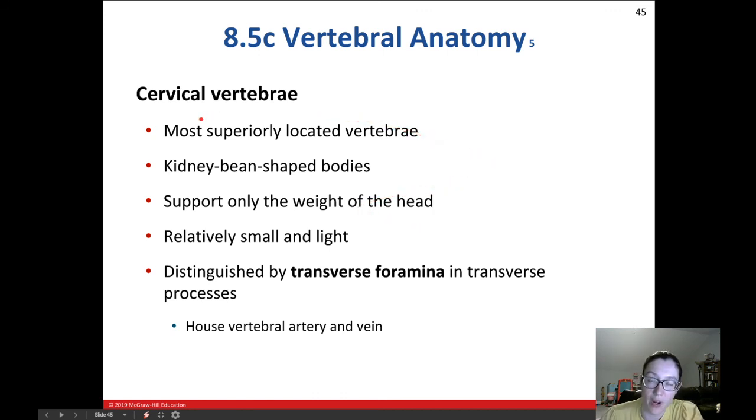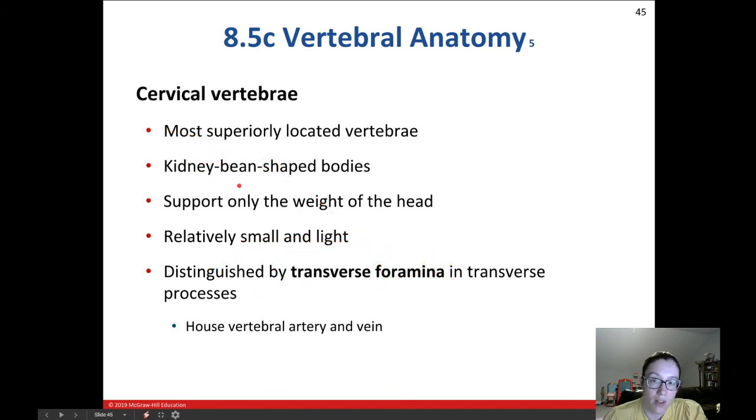So cervical vertebrae, the main thing to know is that they have transverse foramen in the transverse processes. And that's like the best way to figure them out. That's going to be C1 through C7. C1 and 2 look weird, and we'll get to those in a second, but they have transverse foramina.